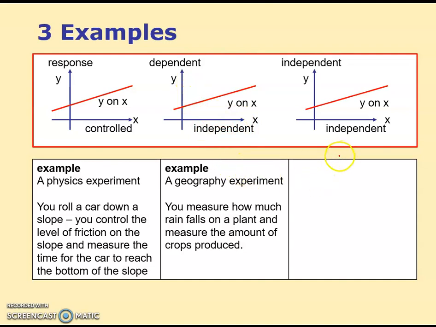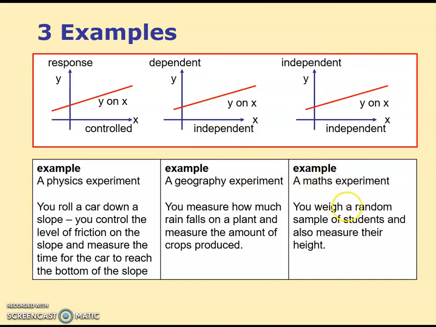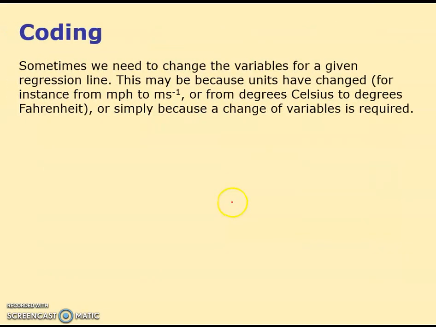An example of the last one, I'd call this a maths experiment. I'm not sure if that's a good example, but it's the kind of thing we do in maths, at least on paper. We weigh a lot of students. We also measure their height. Now, there's no way I can control how tall somebody is or how heavy they are. It's just a random sample. So both are independent of each other, but there may still be a link between these two things. So just be aware of these three examples.